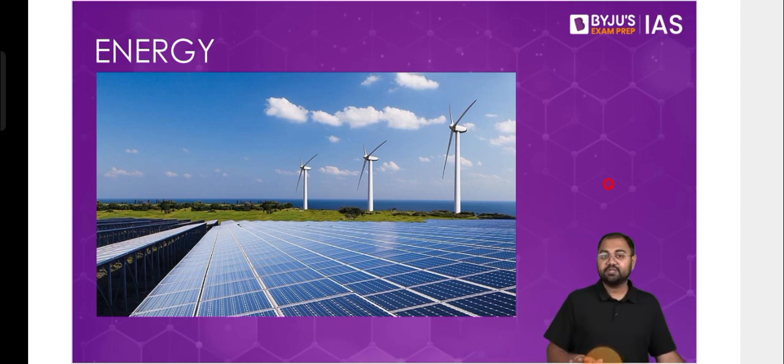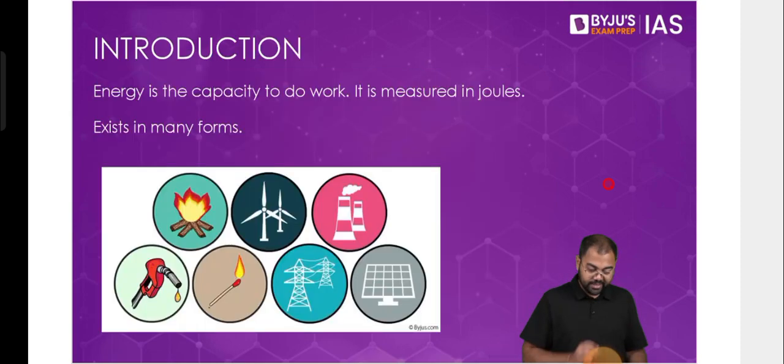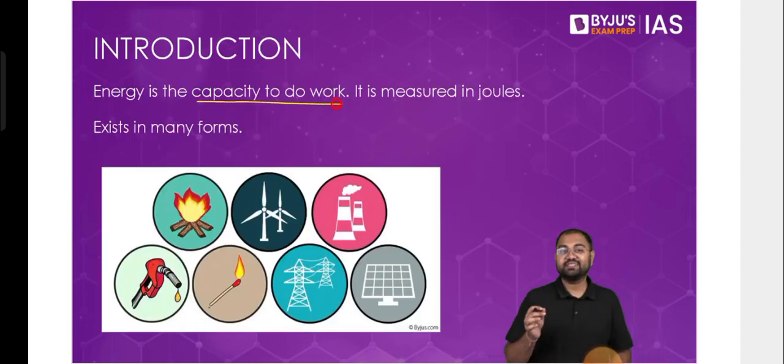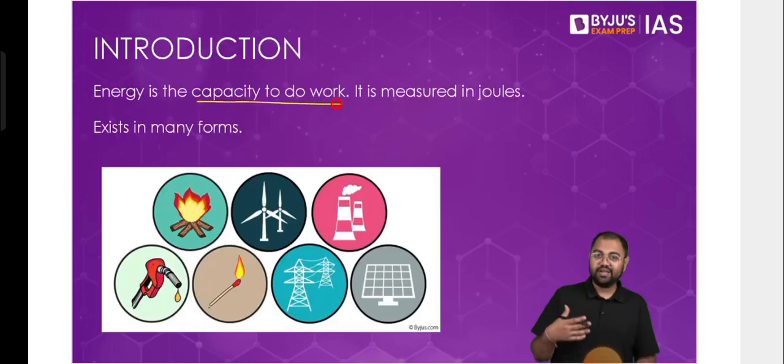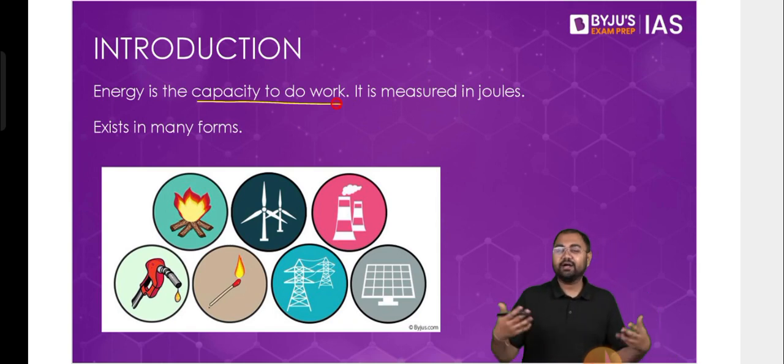So energy, first and foremost, what do we mean by energy? Energy in simple terms, in terms of physics, we say that energy is the capacity to do work. Although the work as we define in physics is also very different. But in general, you know that if you have to do something, you need energy for that, right? Anything that you need to do, you need energy for that.